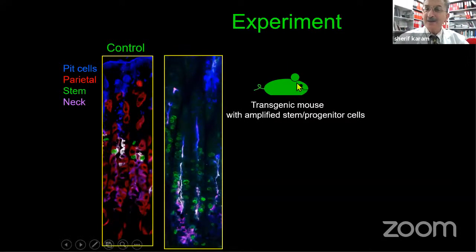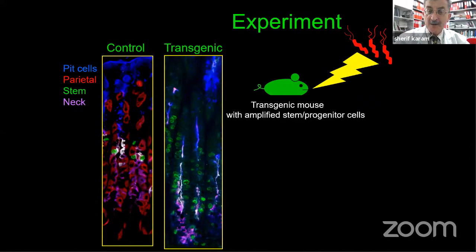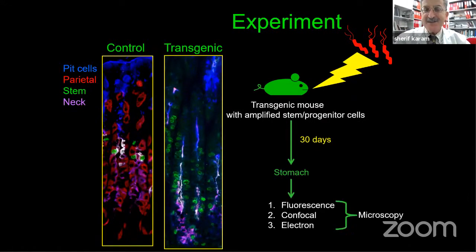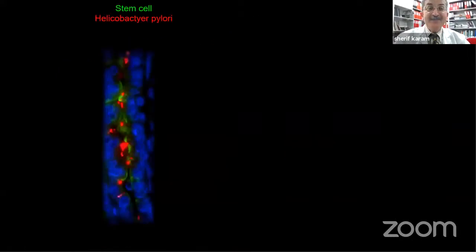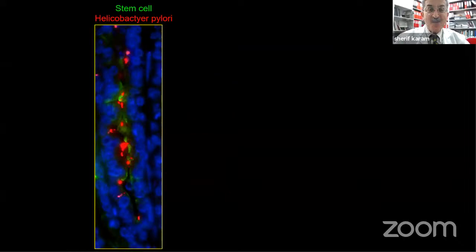So we designed a very simple experiment in which the transgenic mice with the amplified progenitors were exposed to H. pylori. So we gave them an oral gavage of the H. pylori. And then we waited for 30 days. And after 30 days, we took the stomach of these mice and we examined them with different microscopy techniques, fluorescence, confocal, and electron microscopy. And then here is one of the results.